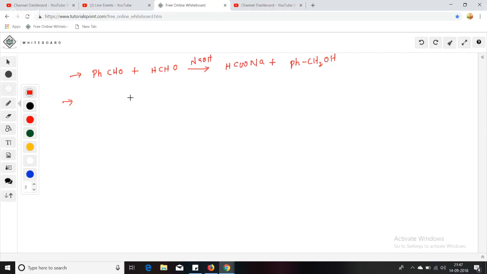Suppose I write down this one, CHO here and here we have methyl, right? And this reacts with one of its isomers, which has methyl here and CHO here. It is a cross Cannizzaro reaction with dilute NaOH.